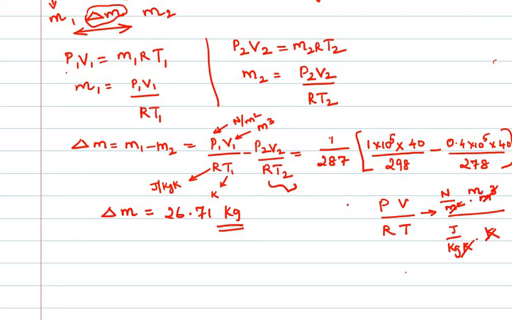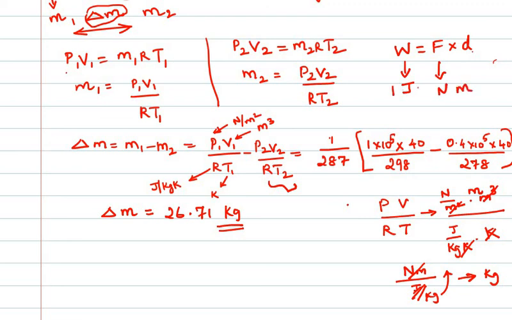So I will be getting Newton meter divided by joule per kg. So joule and Newton meter gets cancelled, remaining this kg gets the numerator. So this will be giving you the unit kg. We know that work is equal to force into distance. Unit of work is joule and unit of force is Newton and unit of distance is meter. So 1 joule is equal to 1 Newton meter. That's why the Newton meter and joule are cancelled here.